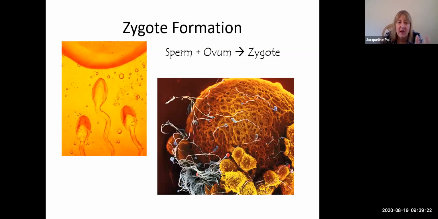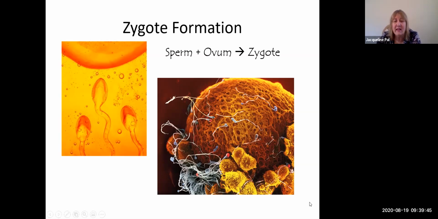Now, once the sperm has fertilized that ovum, you now have what we call a zygote. And it's not necessarily the fastest swimmer, the Michael Phelps of the sperm, that becomes the baby daddy. And you'll see why as I talk through the process.